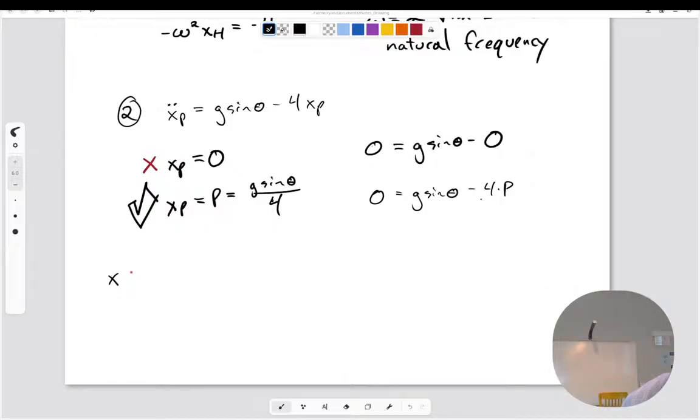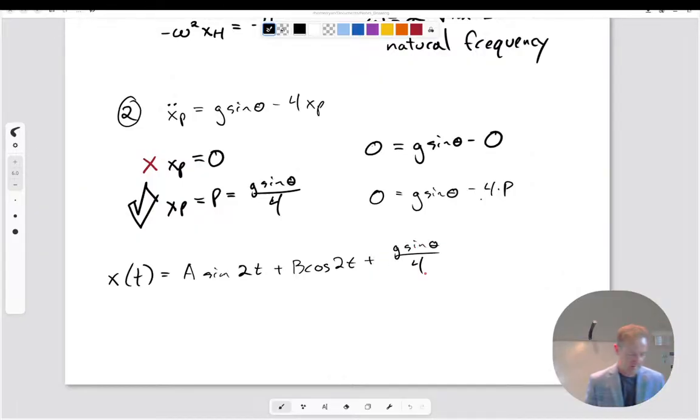All right, so our final solution, x of t, well, not final, but pretty close to the final, is a sine 2t plus b cosine 2t plus g sine theta over 4. How do I take care of a and b? Because those are still just unknown constants. We use the initial conditions.